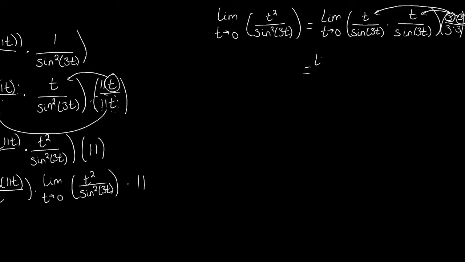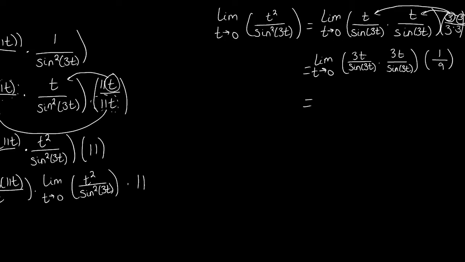So we have the limit as t approaches 0, 3t over sine of 3t times 3t over the sine of 3t times, again, we're left with this 1 over 3 times 3, or 1 over 9.